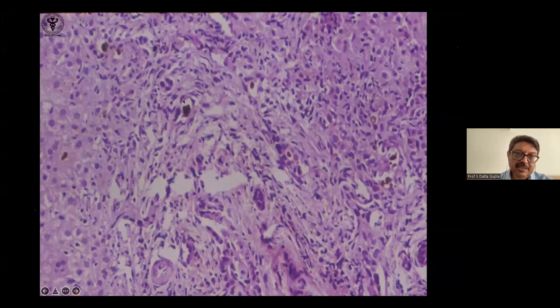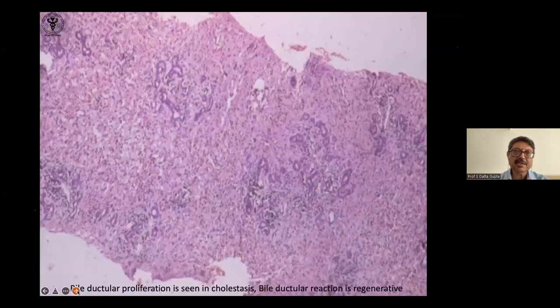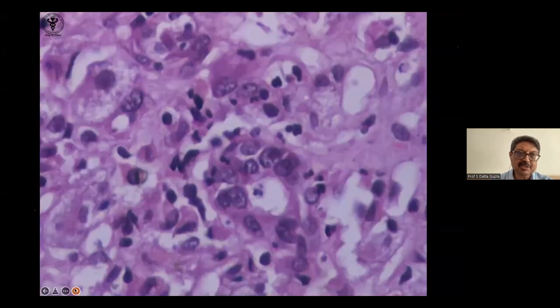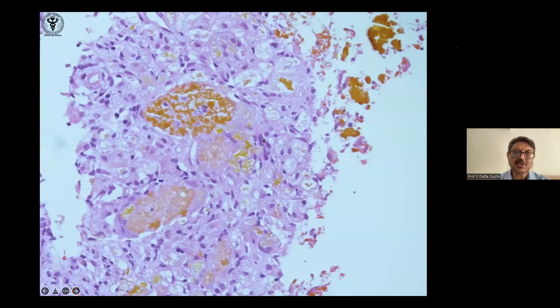Now here, this is canalicular cholestasis and bile duct proliferation. All this is a manifestation of obstruction. So this is bile duct proliferation you see with or without cholestasis. Bile duct proliferation may be associated with infiltration by inflammatory cells. So that's another feature of cholestasis, when the bile does not flow.